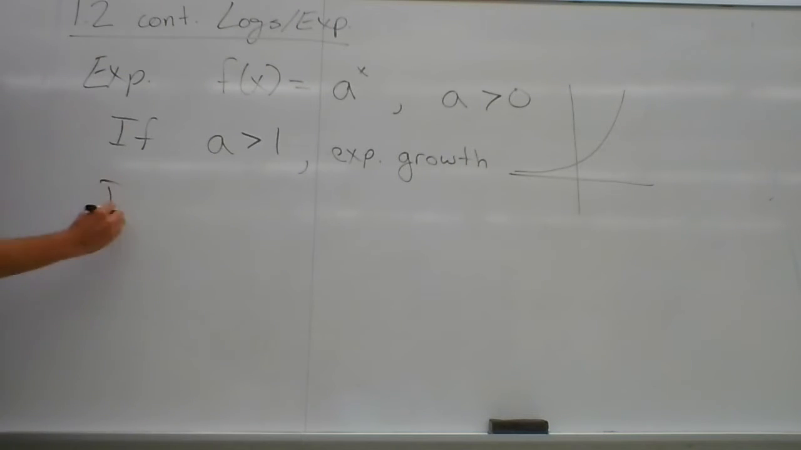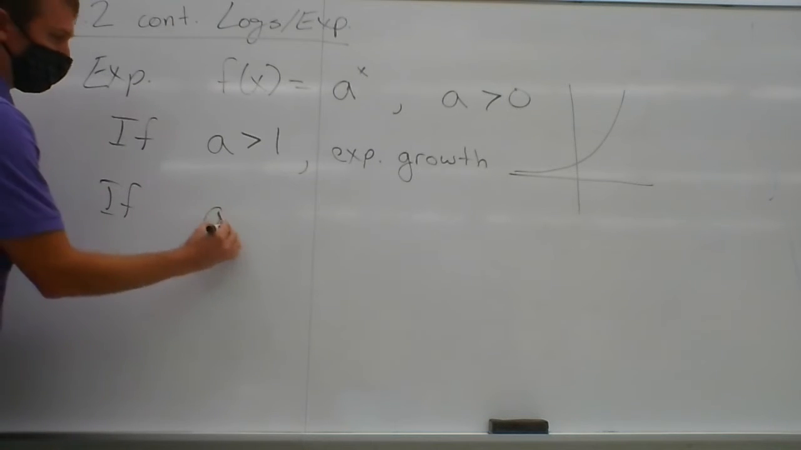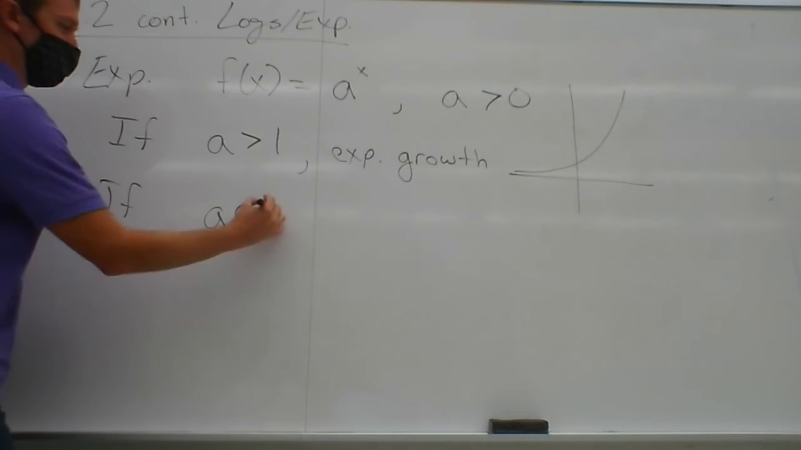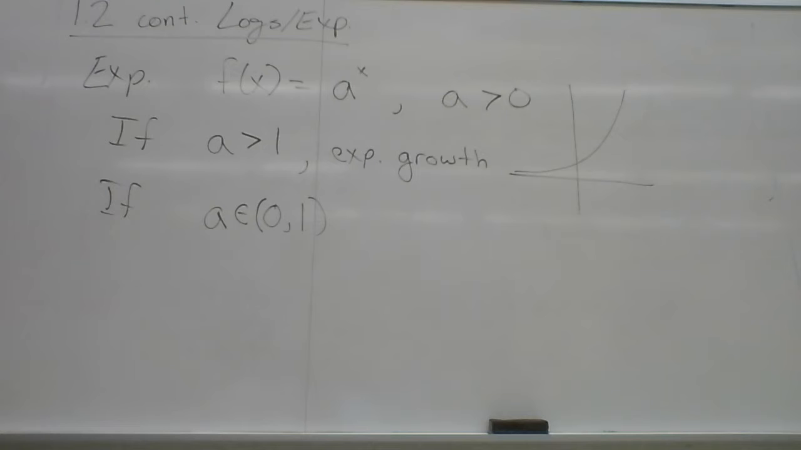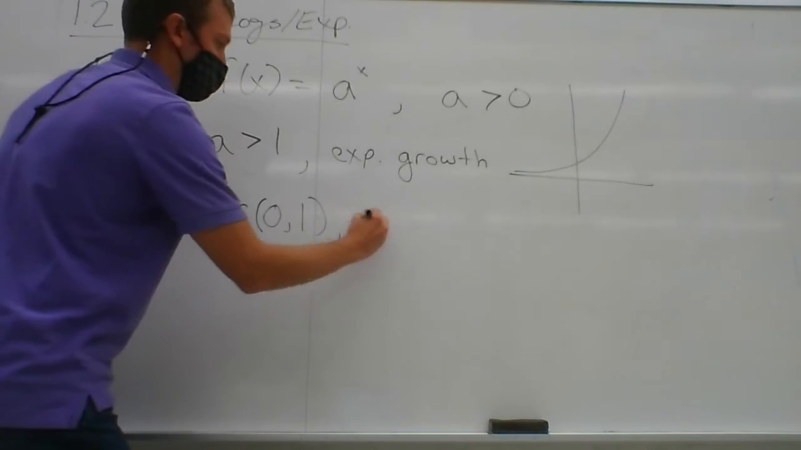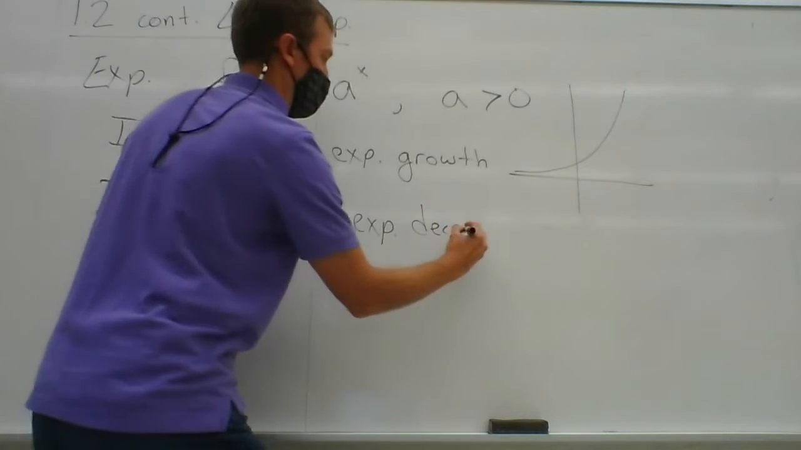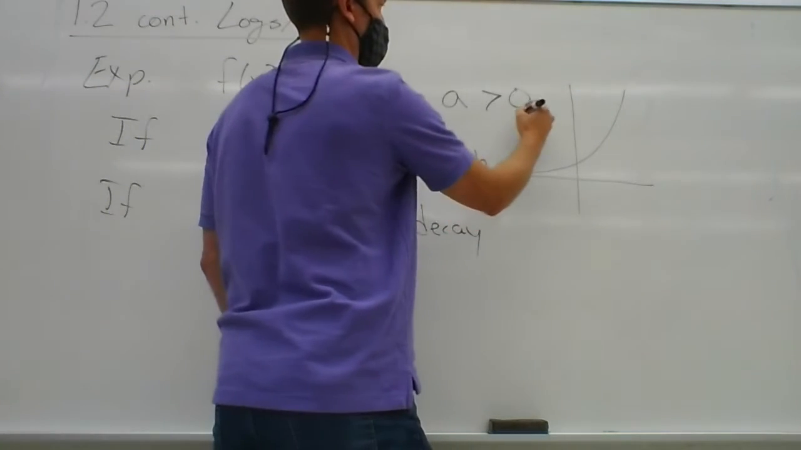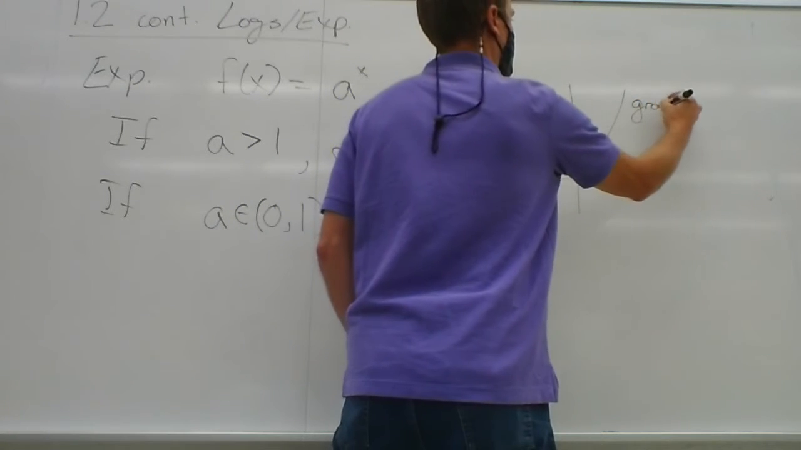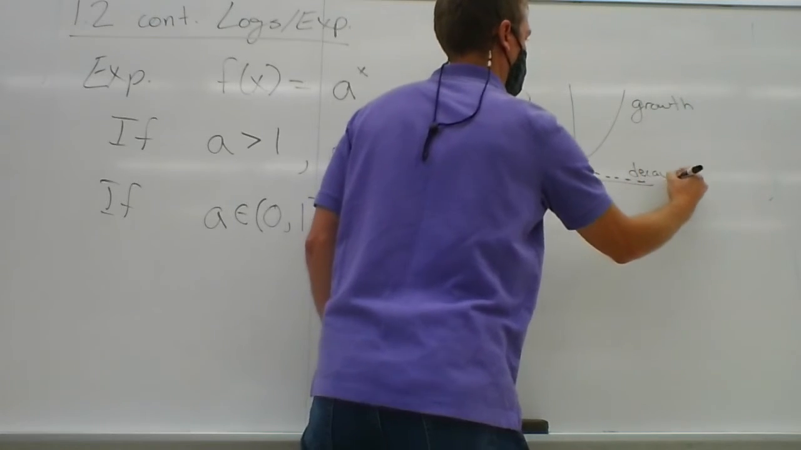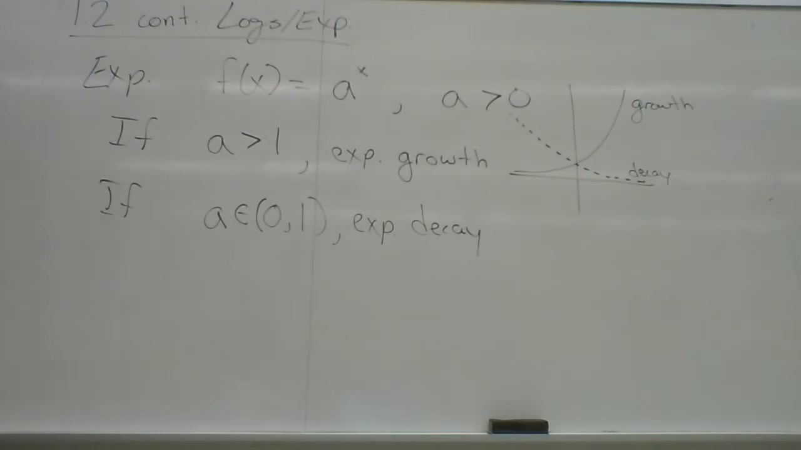And if a is in this interval from 0 to 1, so it's some number between 0 and 1, that means it's a fraction smaller than 1, you know, 1/2, 1/3, what have you, then we have something called exponential decay, and it looks something like this. I'll dot line it. This is growth, and this is decay. All right, so that's just a quick review of those.